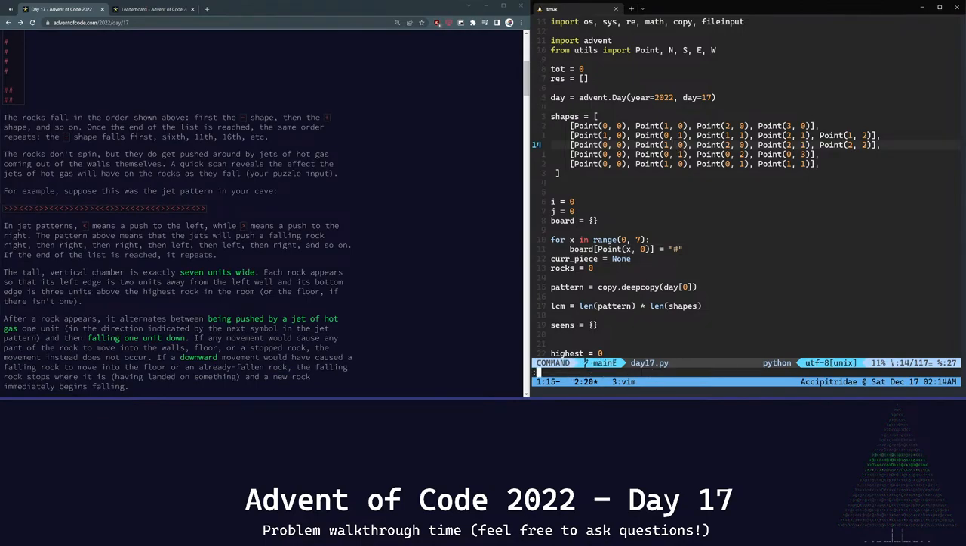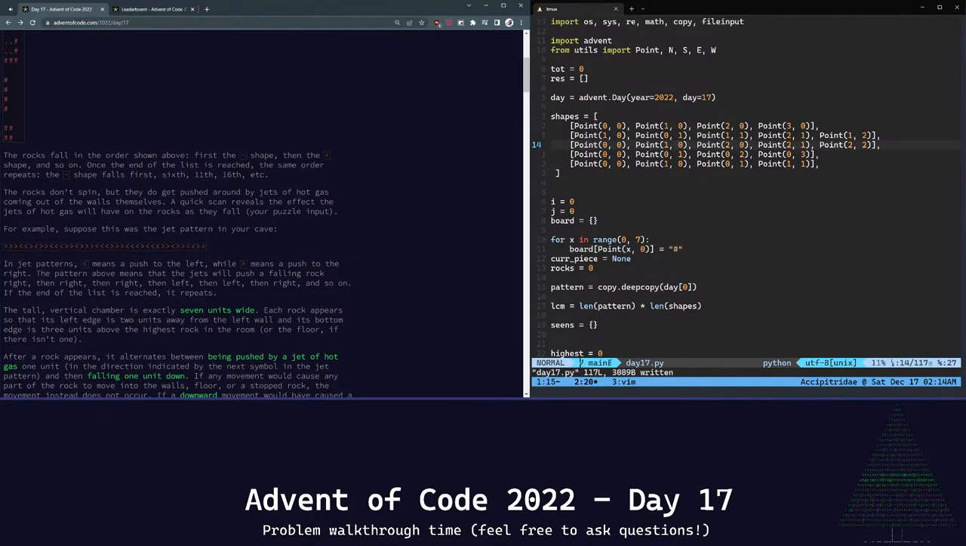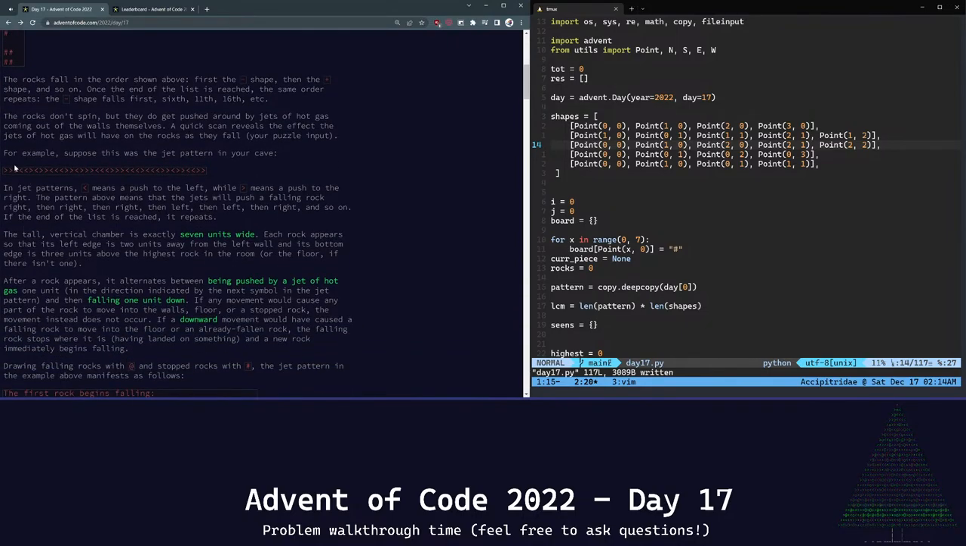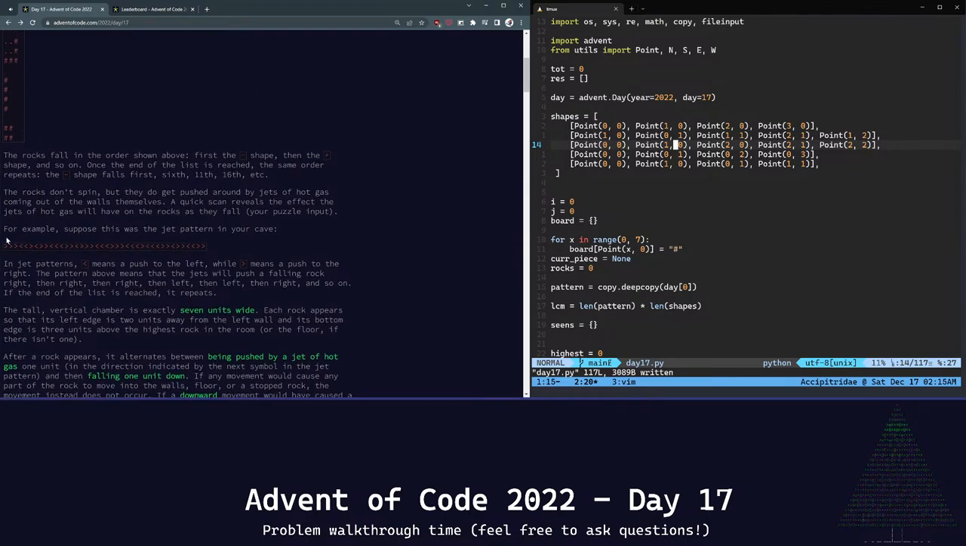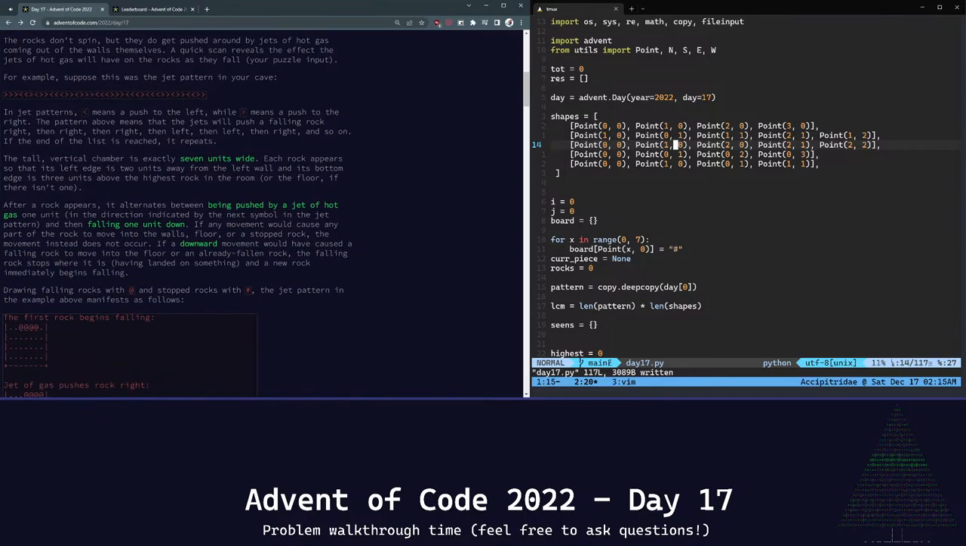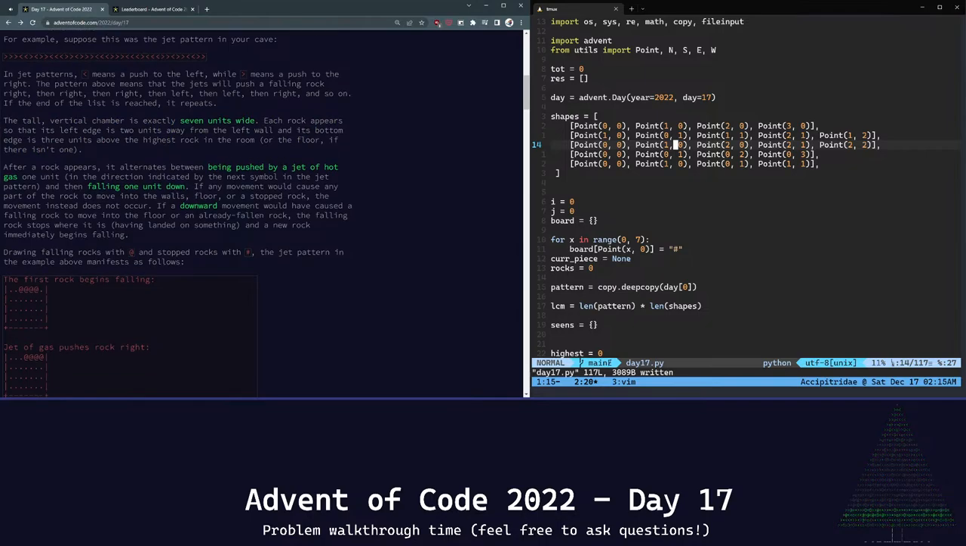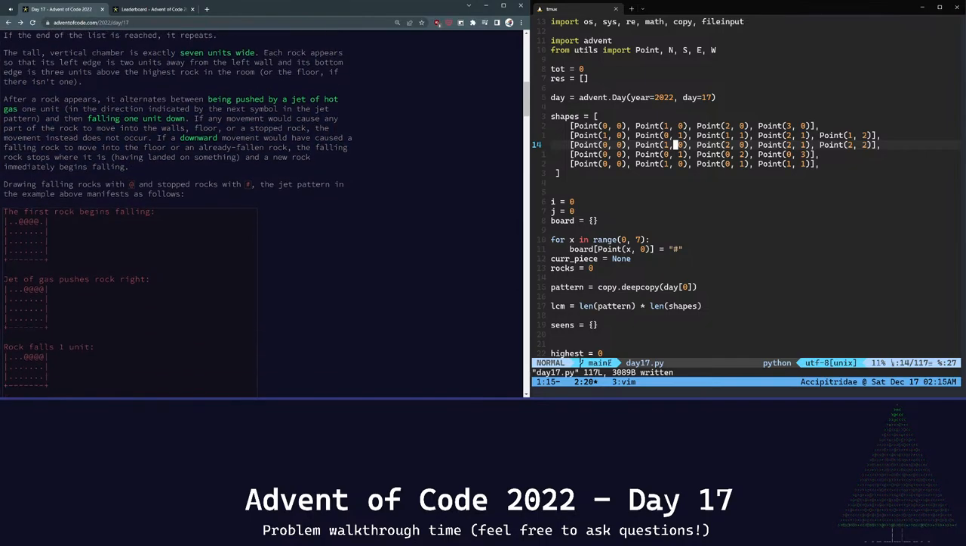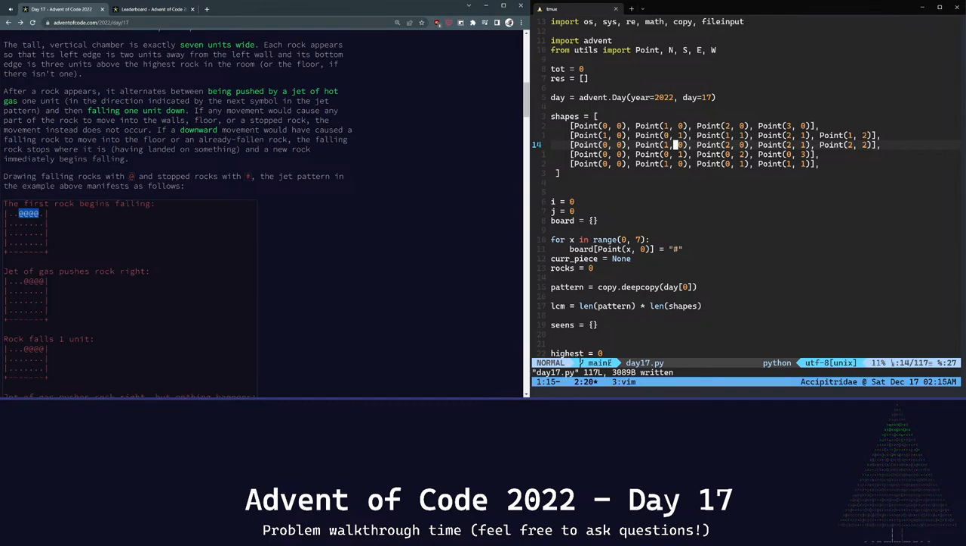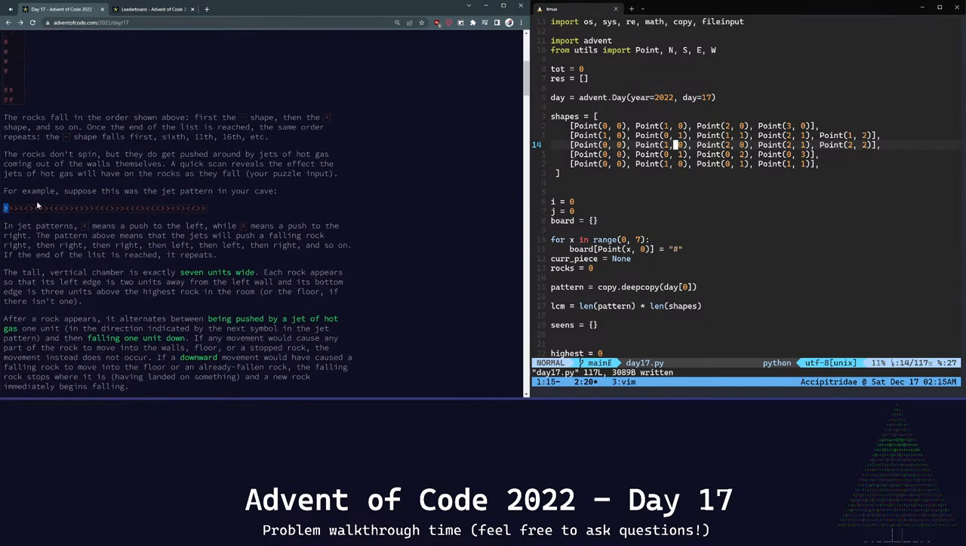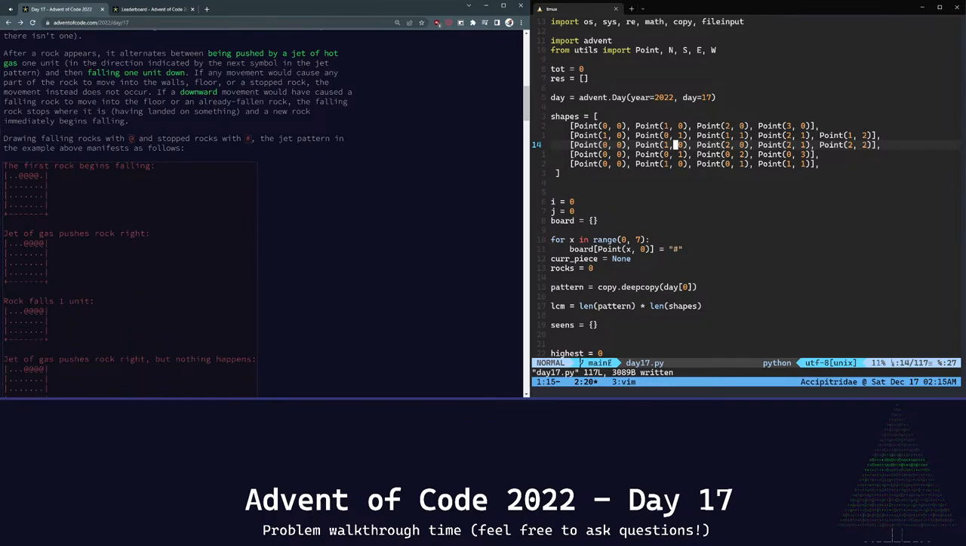And the input for today's puzzle is this, the jet pattern. Basically what this means is every tick of the game, the jets will try to push the current piece either to the right or to the left, if it's possible. It's a very tall vertical chamber and it's exactly 7 units wide with walls on either side. Then there's some rules about what happens to a piece. A rock will spawn in, then we pick the next move in the list, and the jet of gas pushes the rock.